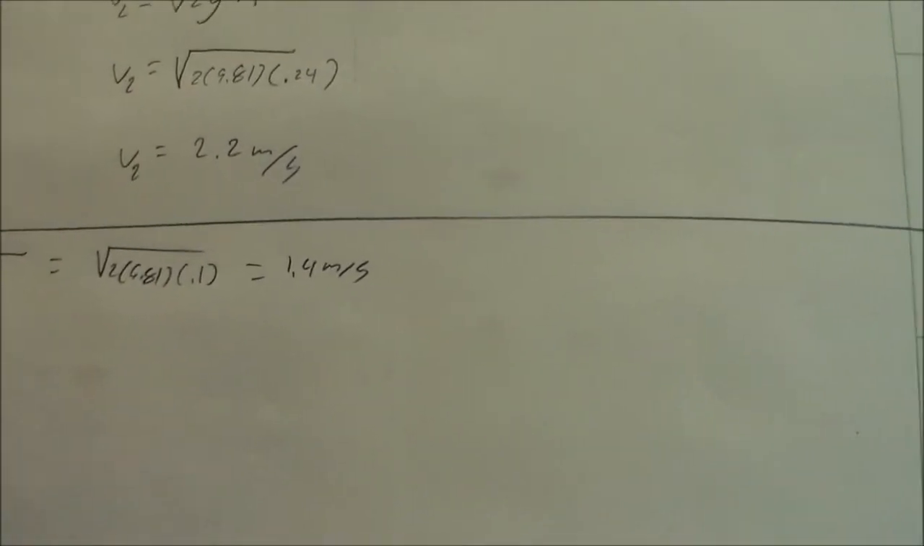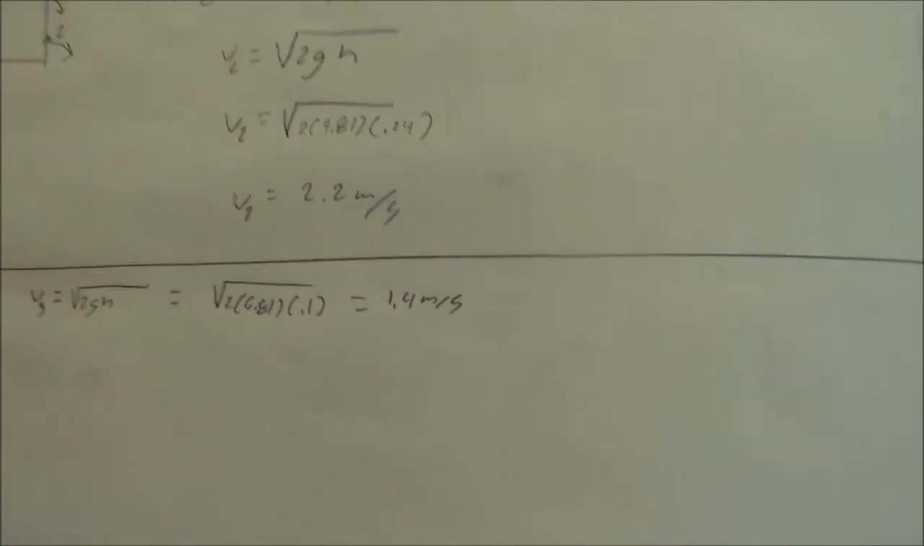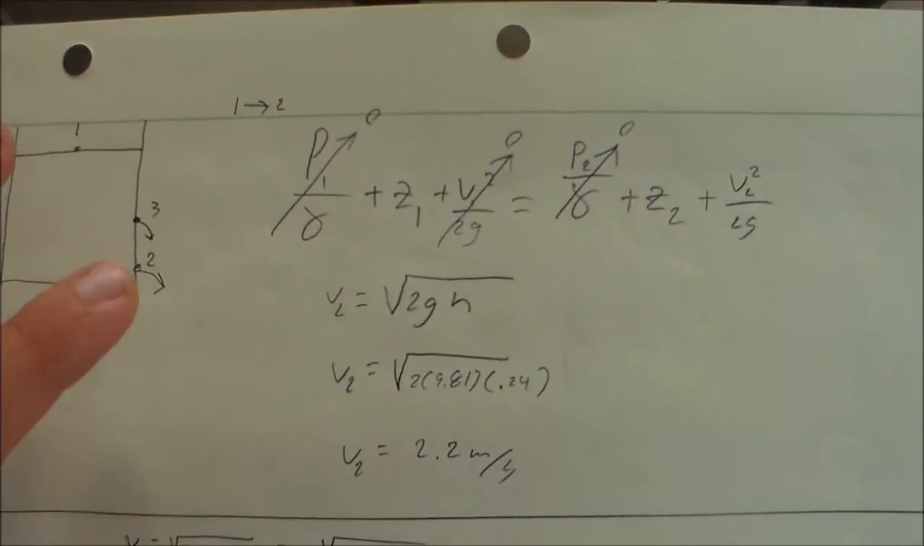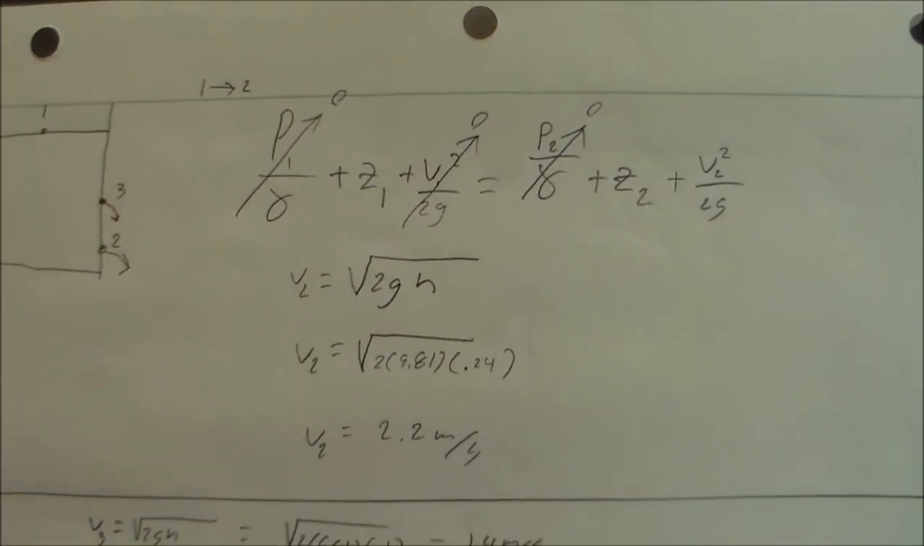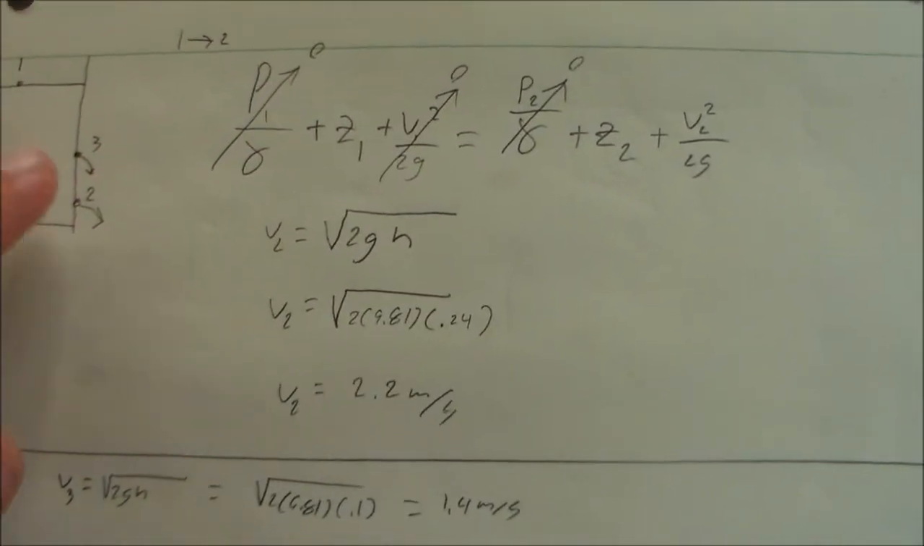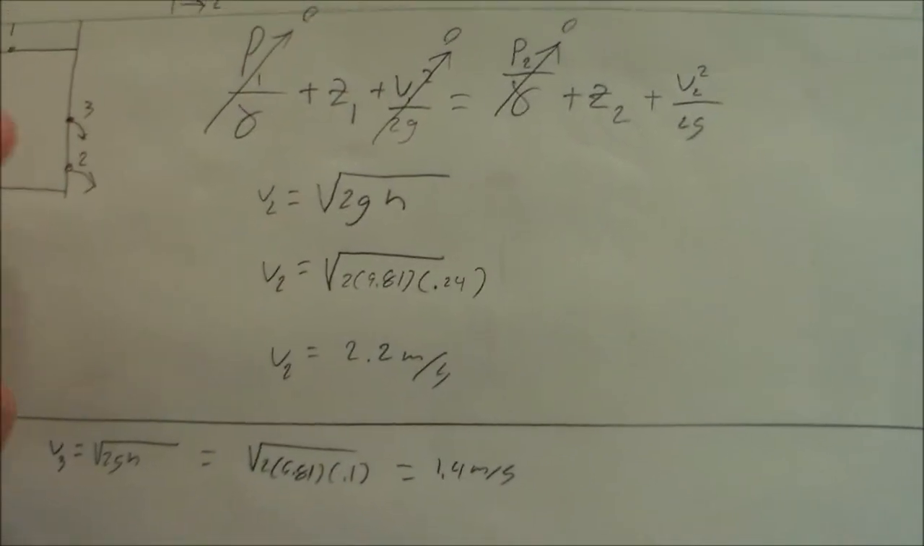Based on this equation, we can predict the height change for any system where the constraints are the same, where 1 and 2 or 1 and 3 are both exposed to the atmosphere, and the diameter of 1 is much, much greater than the diameter of 2.